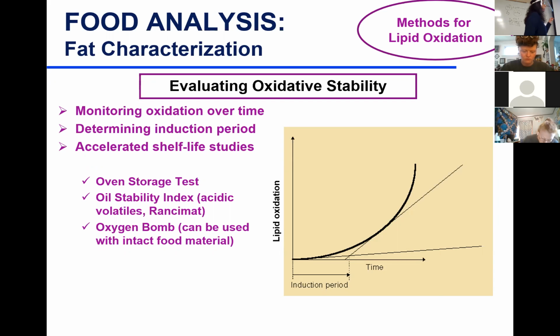Oxygen bomb, from the name, you have a chamber where you put your sample and you pressurize it with oxygen. You take that chamber and put it in boiling water, and you monitor the drop in pressure. When you get an abrupt drop in pressure, that's an indication of an uptake of oxygen, so it's an indication of the start of oxidation.